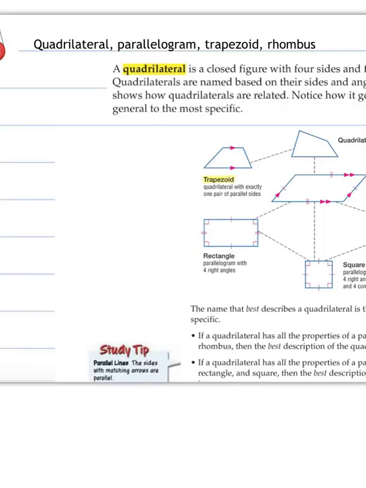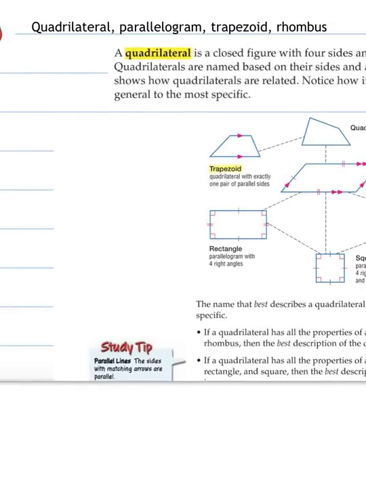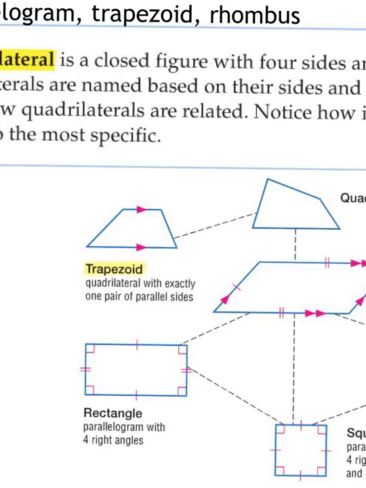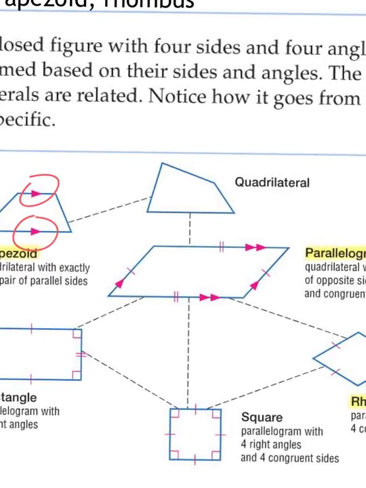Okay. And something to note here, parallel lines, the sides with matching arrows means that they're parallel. So for example on this trapezoid, these arrows are the same, going the same direction, and it's just one arrow. That means they're parallel. This parallelogram, these two are the same, so those two sides are parallel, and then those are the same, so those two sides are parallel.